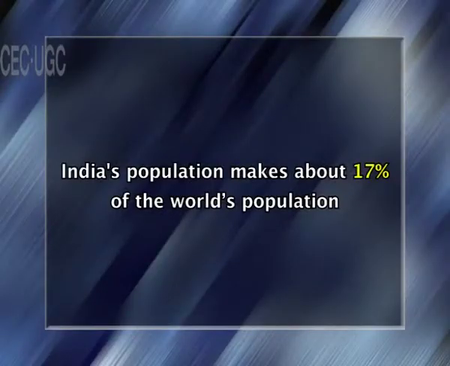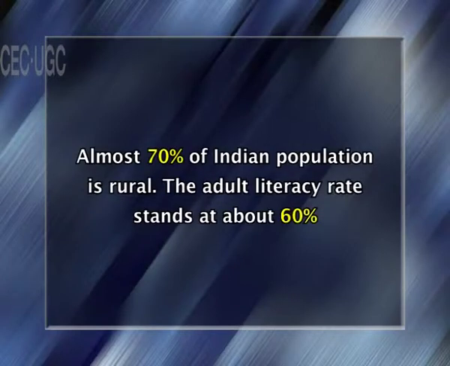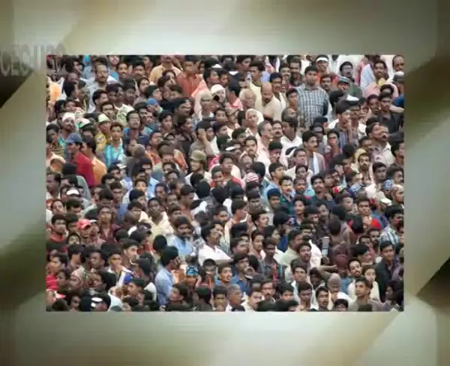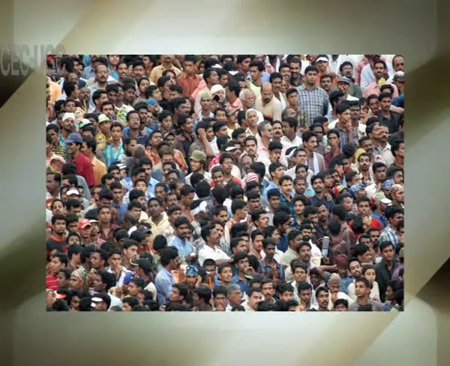Dear friends, India is the largest democracy with remarkable diversity among its population, which makes up about 17% of the world's population. Almost 70% of Indian population is rural. The adult literacy rate stands at about 60%, and this is significantly lower in women and minorities. Education in India comprises of government, government-aided and private institutions. With a population growth rate of 1.5%, there is tremendous pressure on education system to provide quality education at affordable price and improve the literacy rate.